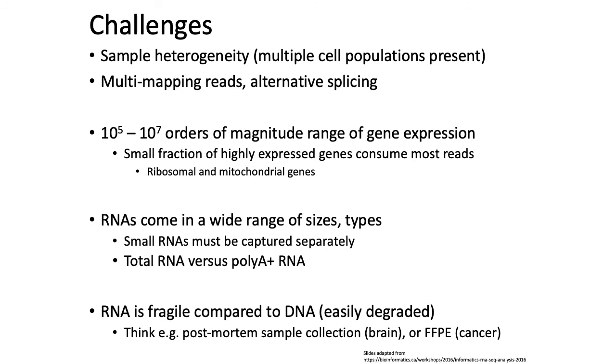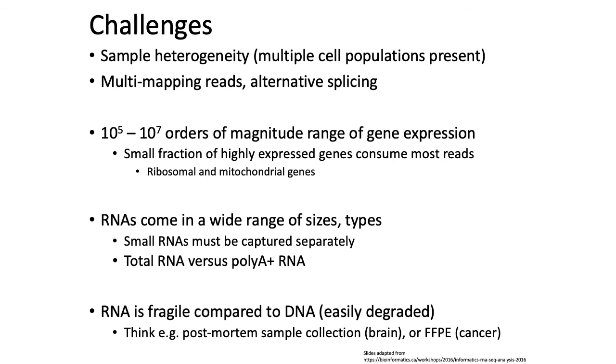Another potential problem is one that we talked about with ChIP-seq. You might have multi-mapping reads. Reads, especially if you're doing short read sequencing, might map to multiple regions in the genome, and this happens pretty frequently. Because it happens so frequently, your quantifications of transcript expression can change significantly depending on how you deal with those multi-mapping reads.